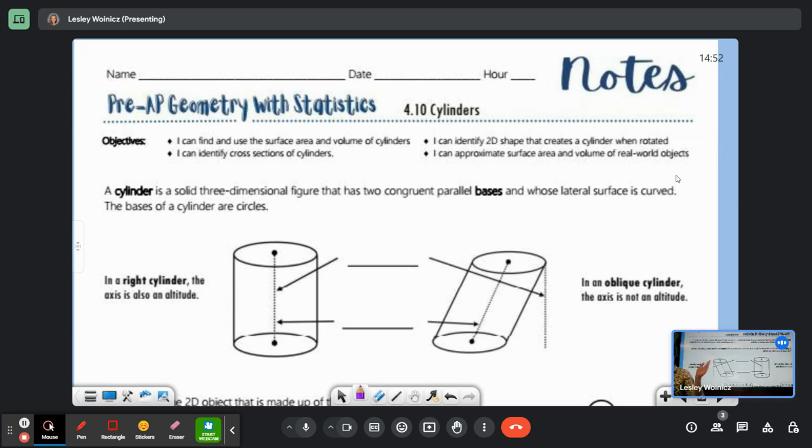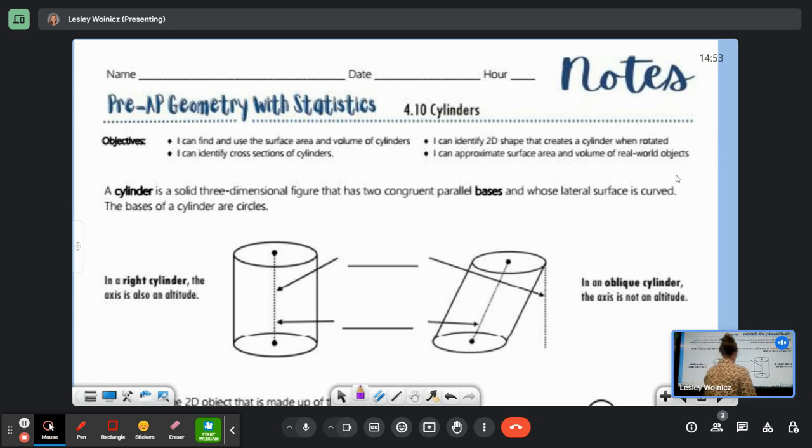Okay, that's the plan for the rest of the year. It's pretty systematic. Okay, so we are going to find and use surface area and volume of cylinders, look at cross sections. We're going to identify 2D shapes that create a cylinder when rotated, and we're going to approximate the surface area and volume of real world objects.